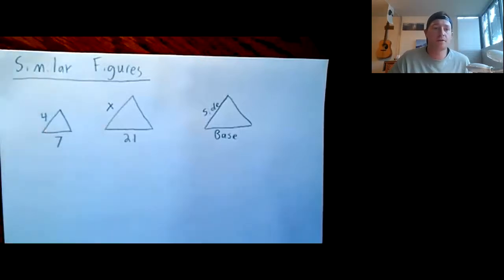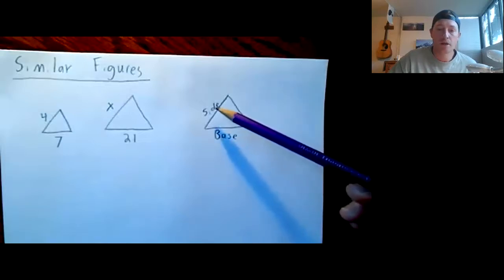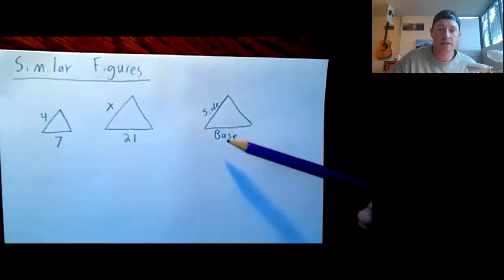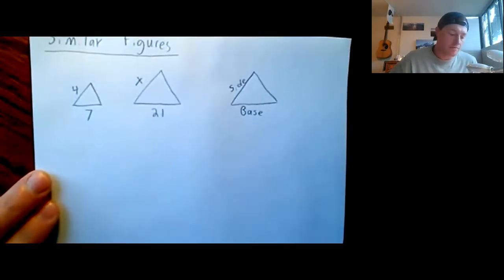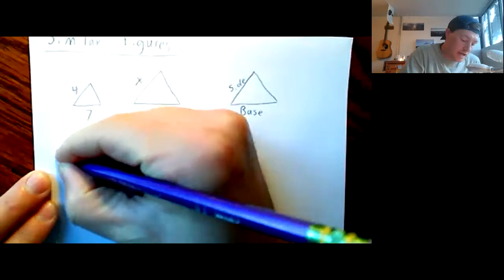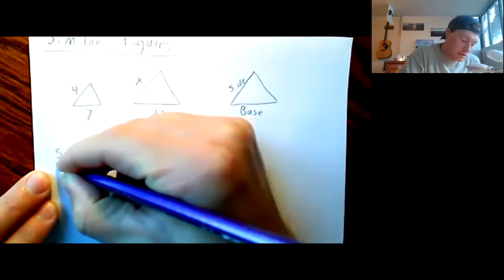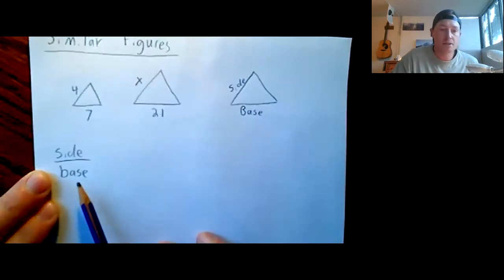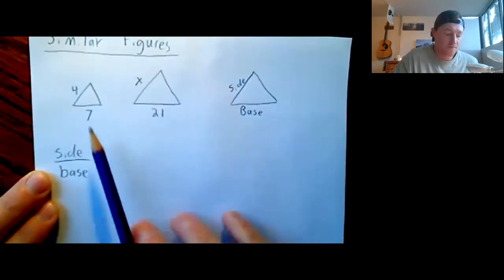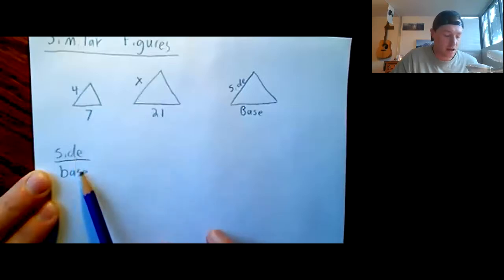Now, what's interesting about similar figures is that there are two ways that we can set up our proportion. I'm going to go over both of those ways today. And that's why it was so important to label these corresponding sides so that we can keep track of everything. So the first way, the first model that we're going to use is side over base. Just like with our word problems, this is going to be our template that we're going to use to fill in our proportion based off of this ratio, side to base.